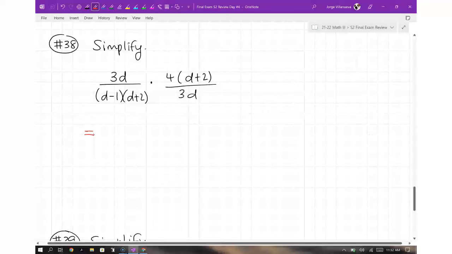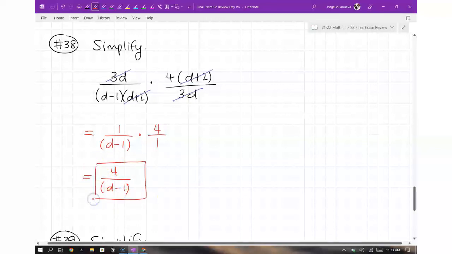So what can I cancel out? The 3D. Okay. What else? All right. Anything else? No, right? We're good. So the top is 1 over d minus 1 times 4 over 1. Remember, you just multiply straight across. 1 times 4 is 4. D minus 1 times 1 is d minus 1. And there's your answer.